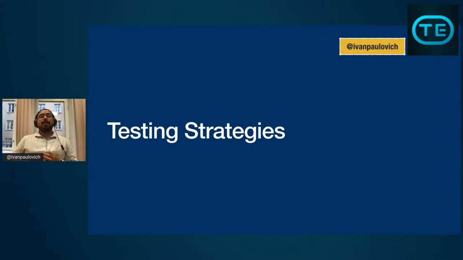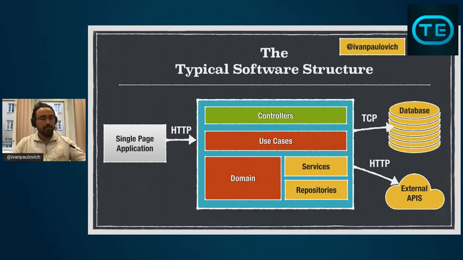Well, as a clean architecture style, you also should be aware of your different testing strategies, because TDD itself will not give you that. TDD has the loop of the cycle of how to interact with testing and production code, but you also have to build your own testing strategy. And in that case, I want you just to picture in your minds how a typical software structure looks like.